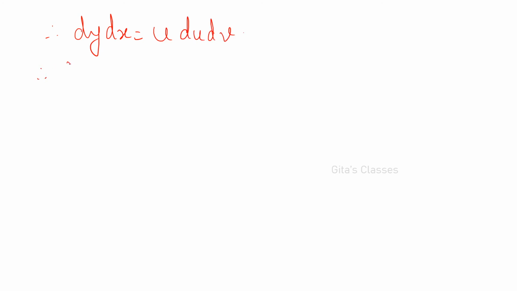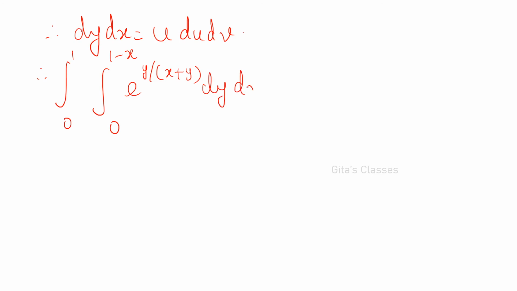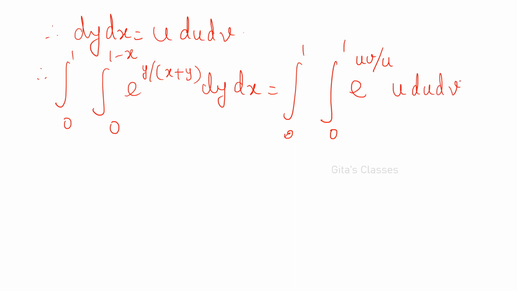Therefore the given integral is integral 0 to 1, integral 0 to 1, substitute everything, 1 minus x and e power y by x plus y into dy dx, right? Dy dx is equal to, now what are the limits? Are limits of u and v? Integral 0 to 1, integral 0 to 1. Both are varying from 0 to 1 only. e power, what is y now? y is equal to uv, we know. And what is x plus y? It is u, right? Into dy dx is u into du dv, right? So here u and u will get cancelled. You will be getting v.